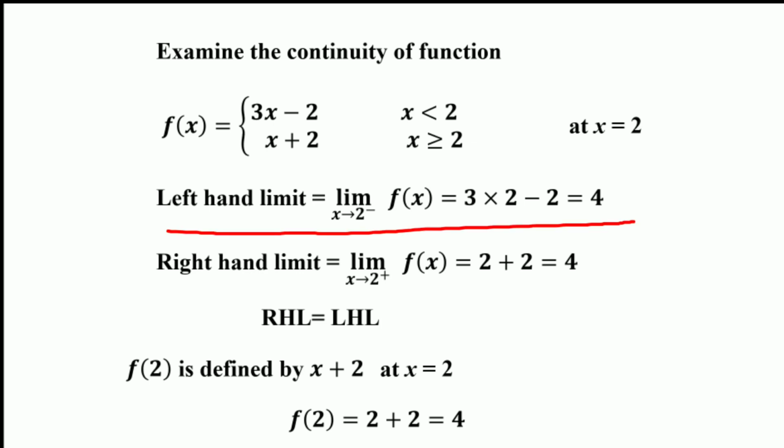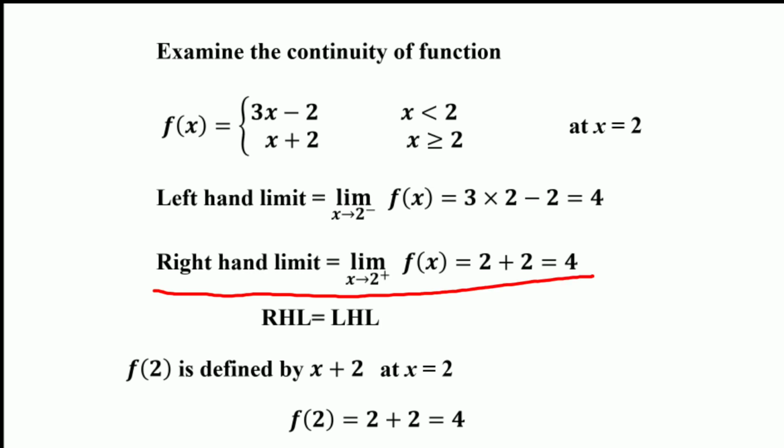So the left hand limit, which is the limit of f(x) as x approaches 2 from the left, is equal to substituting x equal to 2 in 3x minus 2. So it will become 3 into 2 minus 2, which is equal to 4. So the left hand limit approaches 4. The right hand limit, which is the limit of f(x) as x approaches 2 from the right, is x plus 2, substituting x equal to 2, then 2 plus 2, which is equal to 4. So here the right hand limit is equal to the left hand limit.